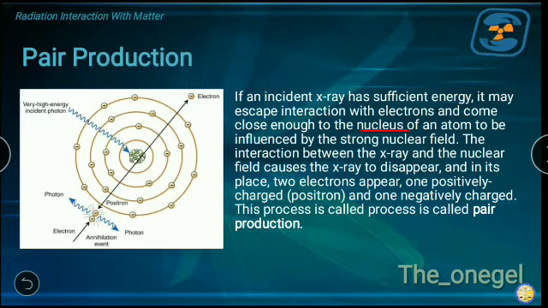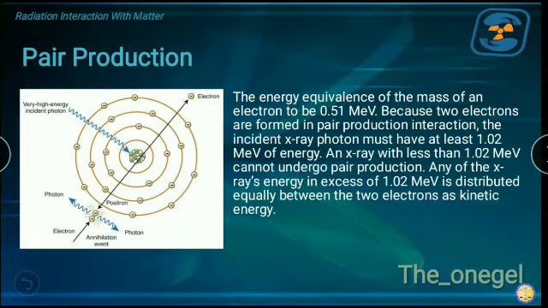The interaction between the X-ray and the nuclear field causes the X-ray to disappear. It is simply absorbed, and in its place appear two electrons, one positive and the other negative. This process is called pair production because it produces a pair: a positron, which is positive, and a negatively charged electron. The energy equivalence of the mass of an electron is 0.51 mega-electron volt. Because two electrons are formed in pair production, the incident X-ray must have at least 1.02 mega-electron volts.